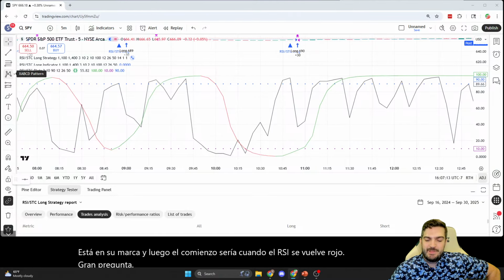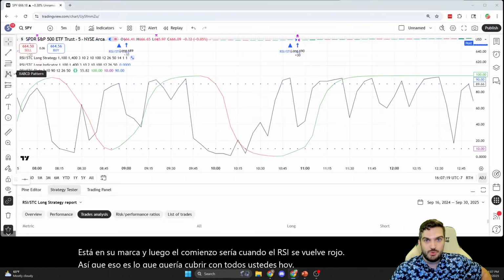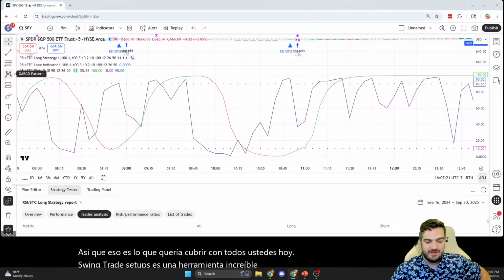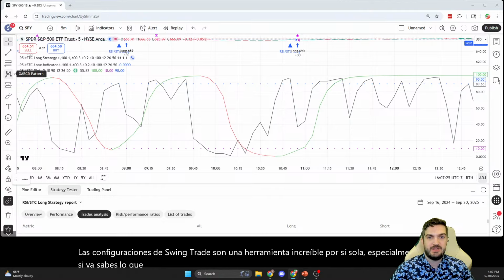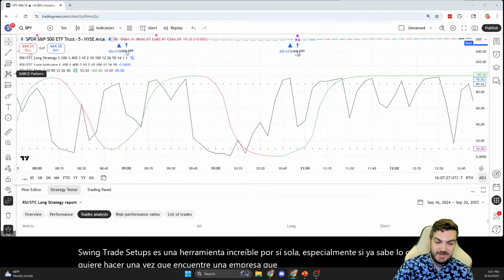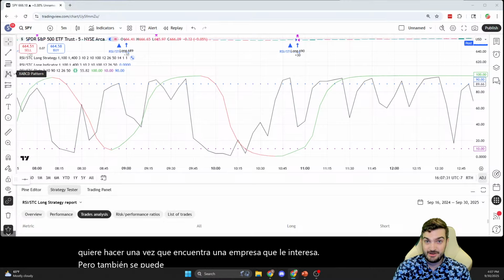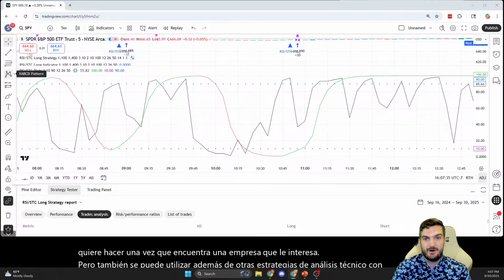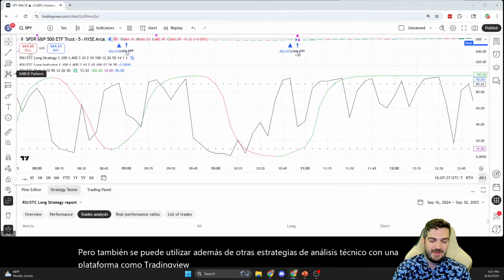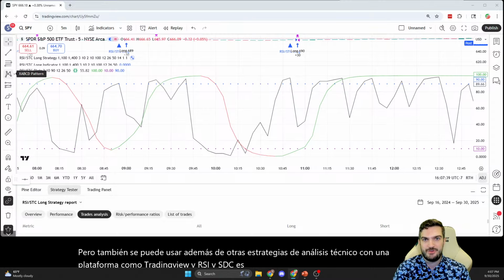So that's what I wanted to cover with you all today. Swing trade setups is an amazing tool on its own, especially if you already know what you want to do once you find a company you're interested in. But it can also be used in addition to other technical analysis strategies with a platform like TradingView, and RSI and STC is a great entry point for those strategies.